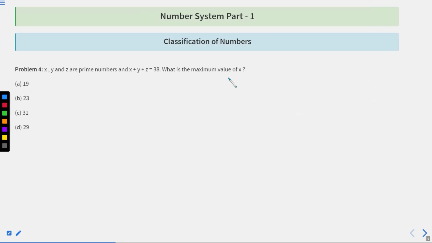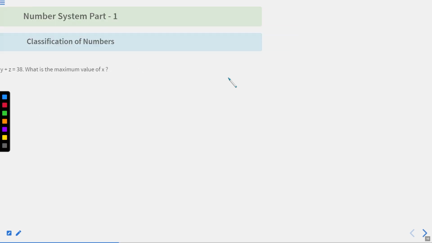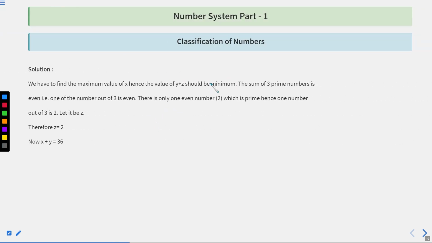We know that if we add three odd numbers, the sum is going to be an odd number. So it means one of these three prime numbers should definitely be an even number. And the only even number which is prime is 2. So out of x, y, and z, let us suppose z is that number 2.